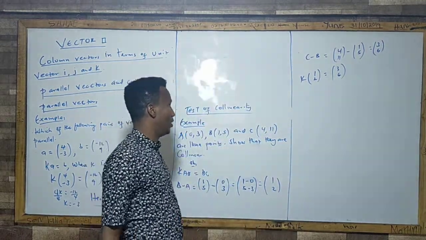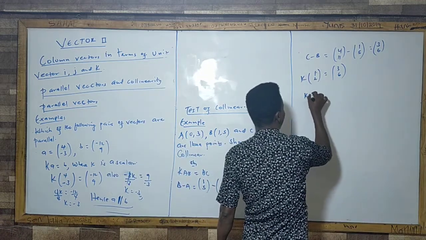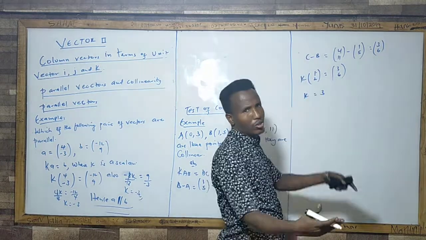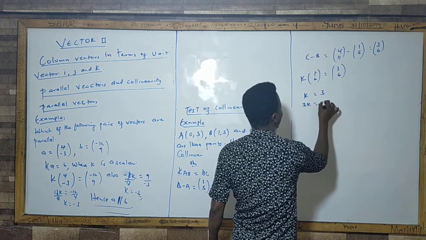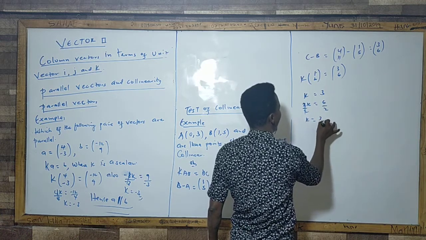So we can say K times 1 is K is equal to 3. K times 1 is equal to 3. So K is equal to 3. You can also say K times 2, that's 2K is equal to 6. Then divide both sides by 2. Cancel. K is equal to 3 also.